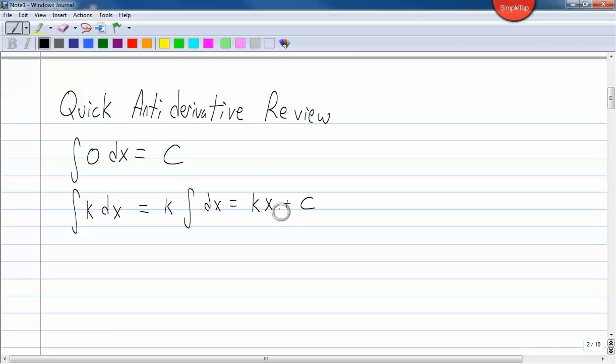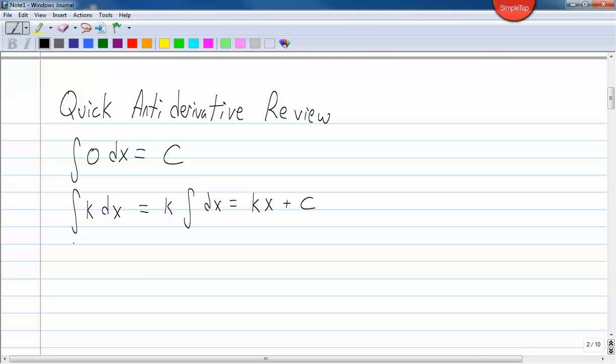All indefinite integrals will have plus c on the end. If it's a definite integral, which we'll eventually go over, we don't put plus c. But all indefinite integrals have plus c. That's the constant of integration. Why is there a plus c? Well, if I took the derivative of this, that would give me k, and the derivative of the plus c is 0. So I'd just be left with k. That's why we always put plus c on the end of our integrals.